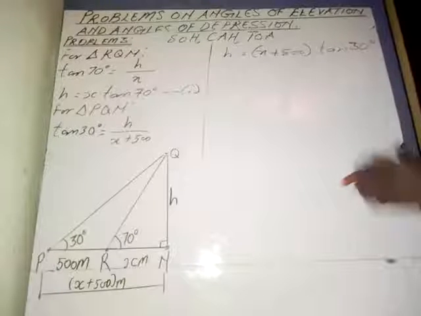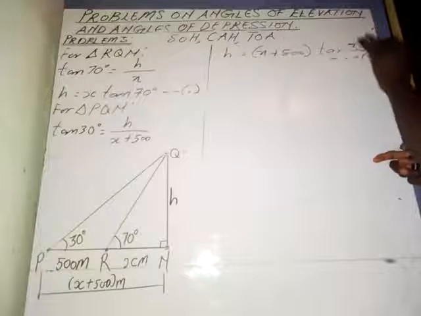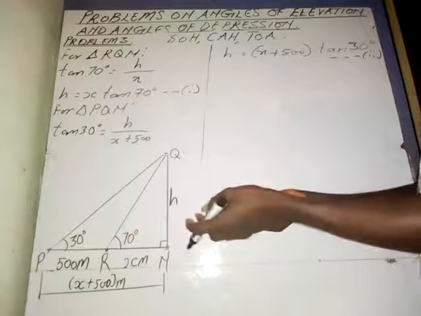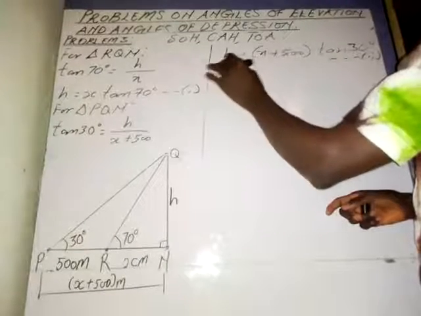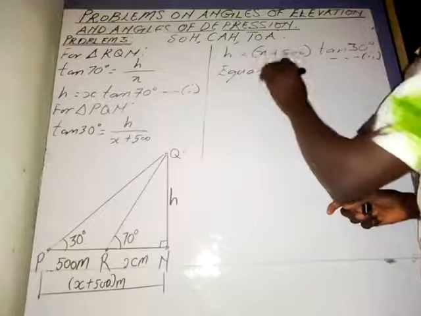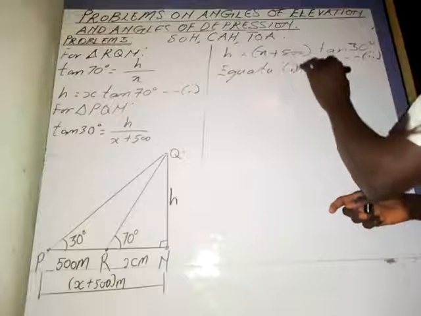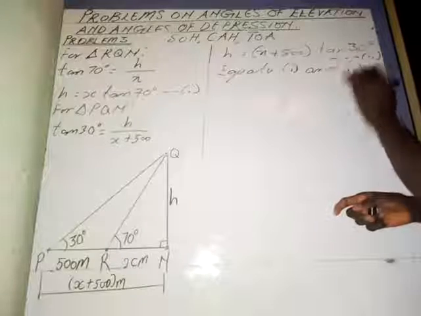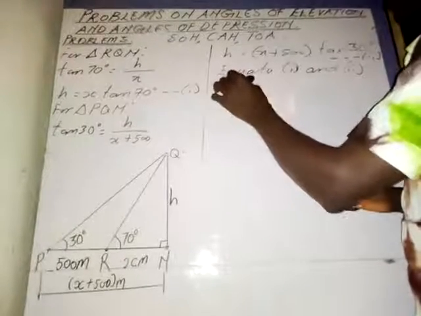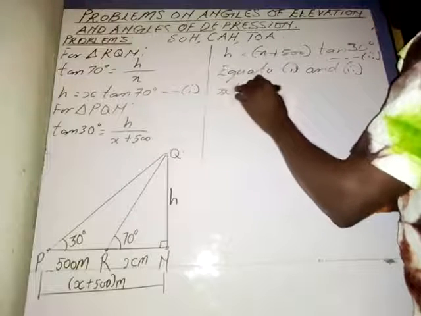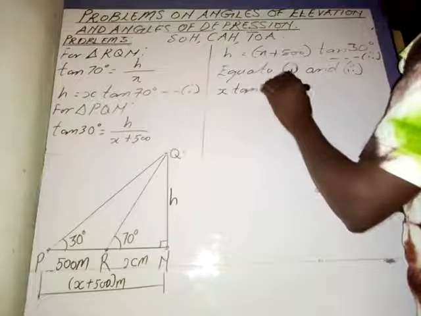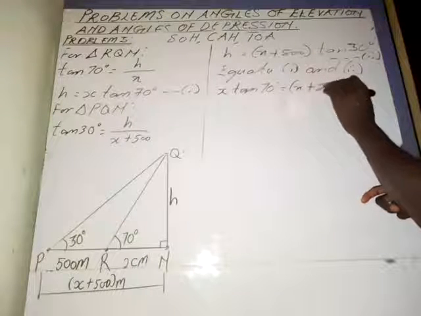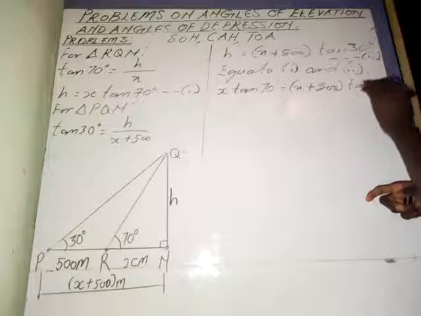So don't forget what I said. So this is equation 2. Don't forget that this height H is common to both of them. So therefore, we equate 1 and 2. So we equate equation 1 and equation 2. So equation 1, we have X tan 70 degrees, equal to equation 2, we have bracket X plus 500 tan 30 degrees.